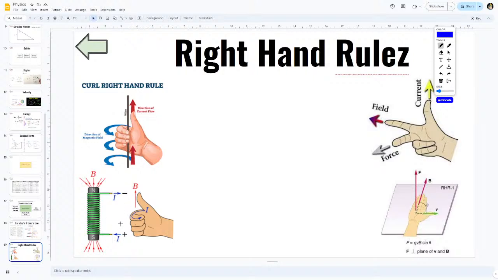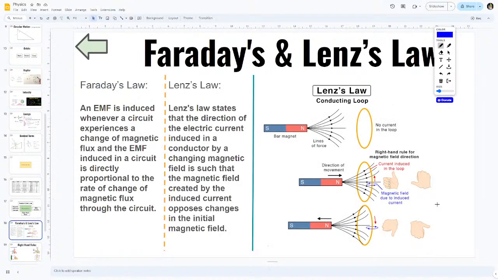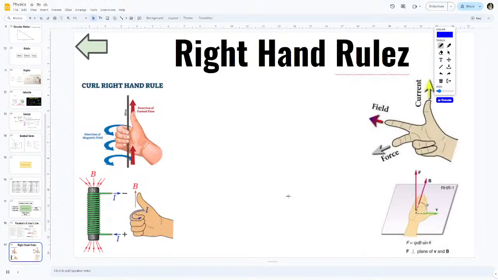Oh, wait, why did I look at this one? Oh, so the current is wrapping around, therefore the North Pole. Thumb points to north. Okay, if thumb points to north, wait, so it should be like this. Thumb points to north, hence this is wrong then. That's definitely wrong.